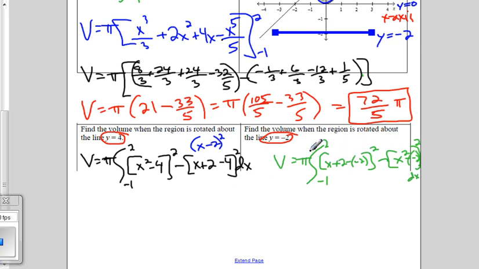And over here, it's the same outer function. It's the line, so it's x plus 2 minus the -2. So that's really the same as x plus 4, all squared. And then this is x squared minus the -2, which is just x squared plus 2. And again, that's all going to be squared. Okay, so we'll show that work in part 3.